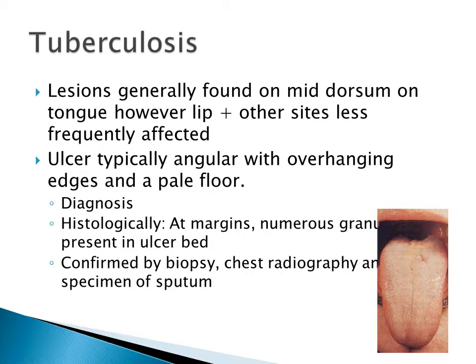While uncommon, tuberculosis may present orally as angular ulcers with overhanging edges and a pale floor, but the lesion may be pale or irregular. Due to the well-defined border and erythematous base of the presented ulcer, tuberculosis also appears to be an unlikely diagnosis.